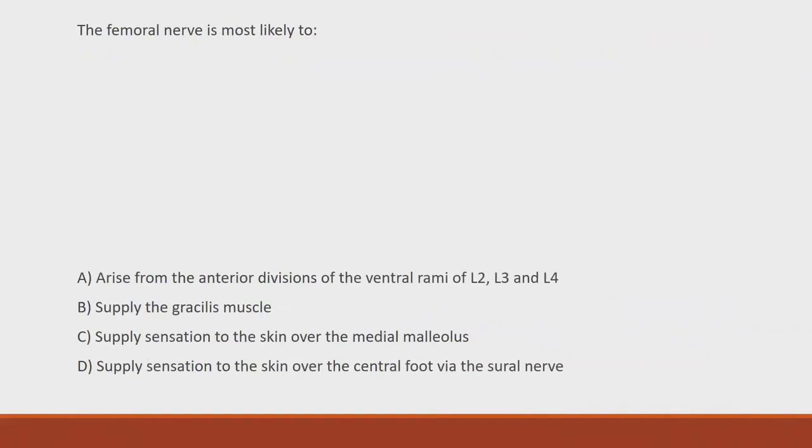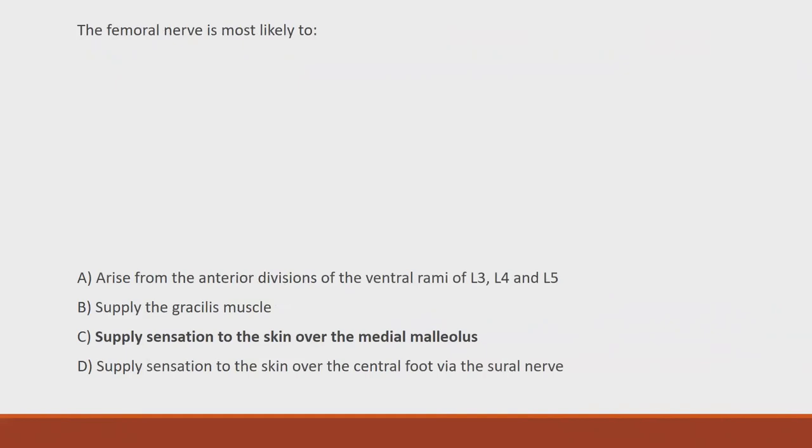Yeah, I think I made a mistake. I think A and C are both correct. That's my bad. Oh, yeah, I changed it on this, but not on that. It does arise from L2, L3, L4, but that's supposed to be L3, L4, L5. Sorry about that. But yeah, again, it does supply skin over the medial malleolus because of your saphenous nerve. That's where it runs. And L2, L3, L4, you can remember that if you want.